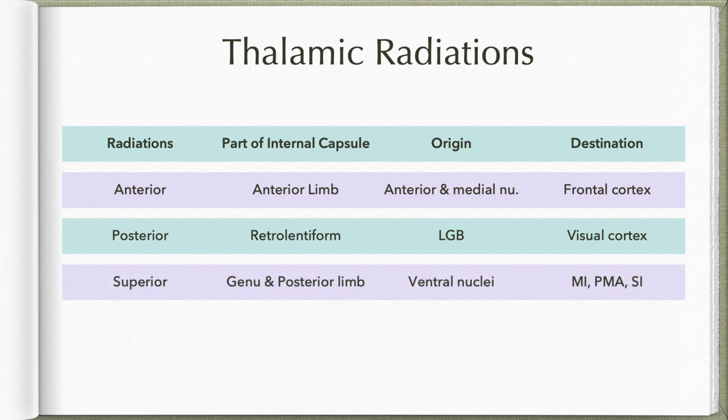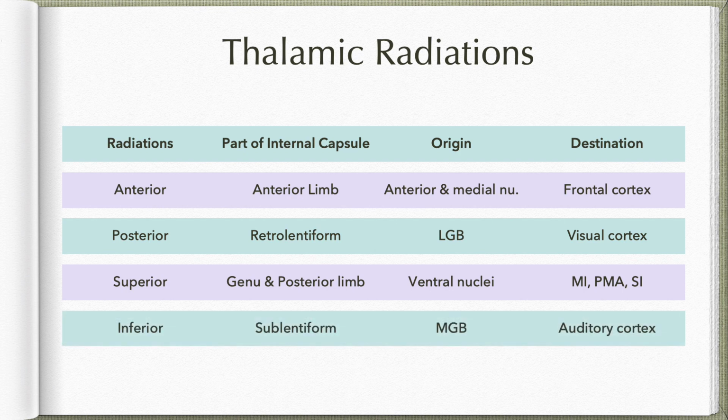Superior thalamic radiation will be passing through genu as well as posterior part of the posterior limb of the internal capsule. These fibers will begin from ventral tier nuclei, that is ventral anterior, ventral lateral and ventral posterior nuclei. They will be reaching primary motor cortex, premotor area and primary somatosensory cortex.